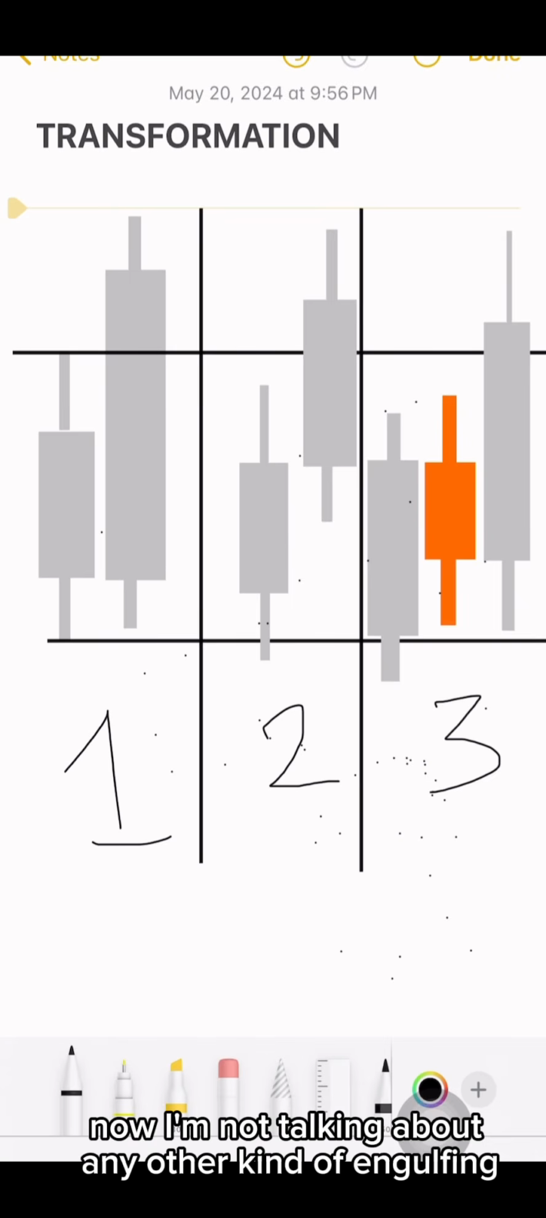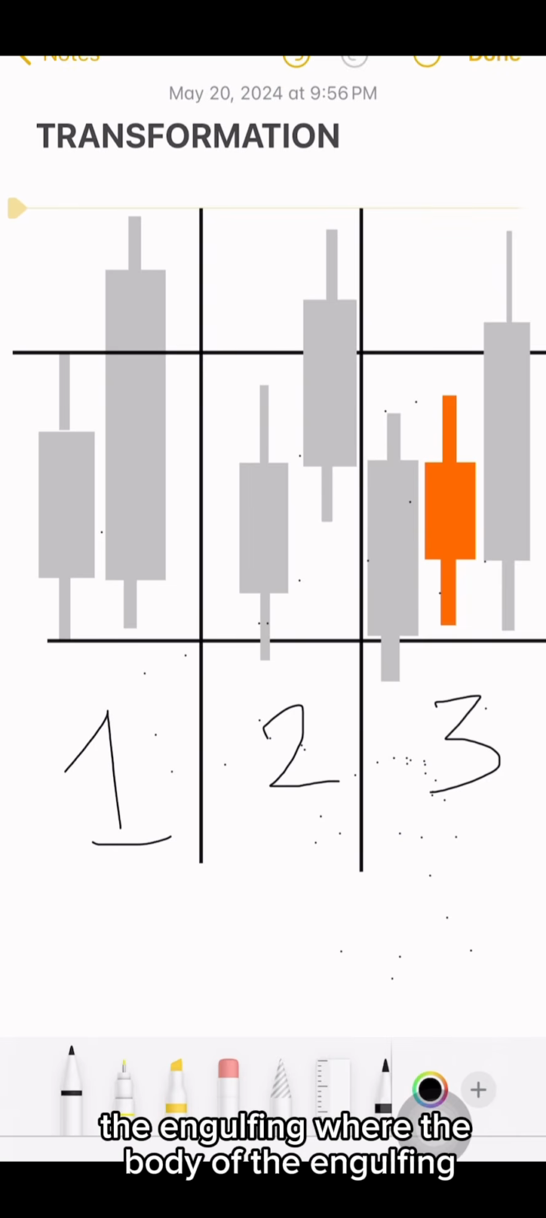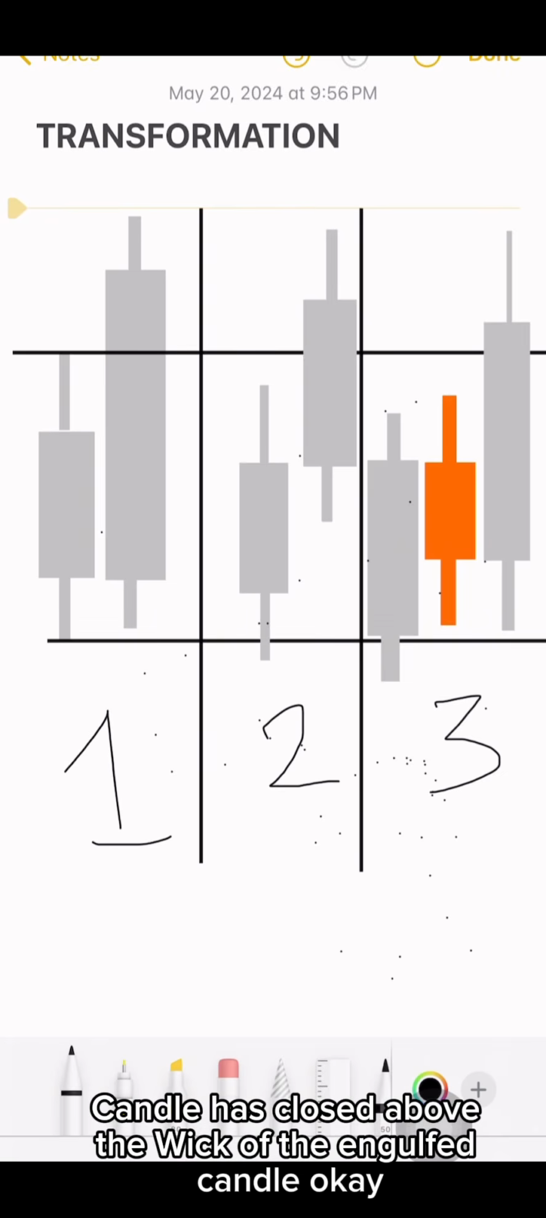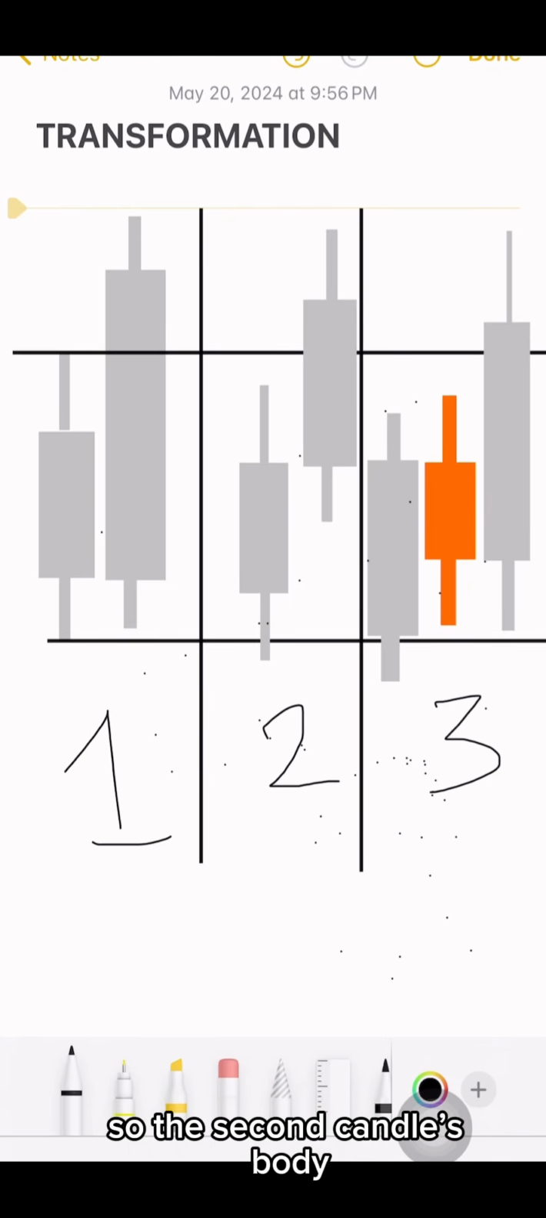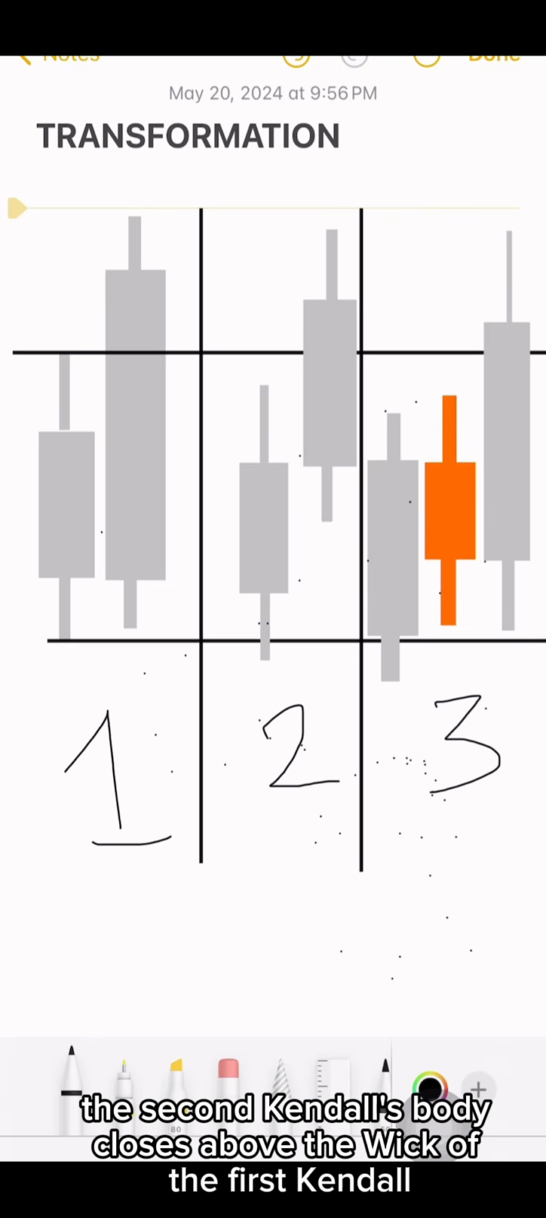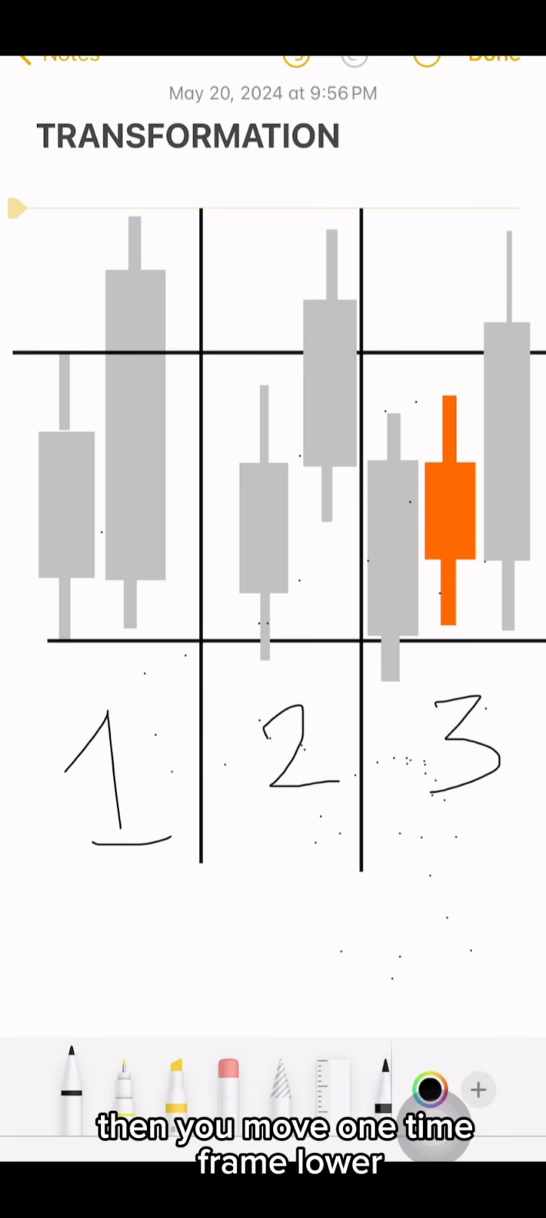Now, I'm not talking about any other kind of engulfing except this form of engulfing: the engulfing where the body of the engulfing candle has closed above the wick of the engulfed candle. So the second candle's body closes above the wick of the first candle. Right, you mark it. Then you move one time frame lower.